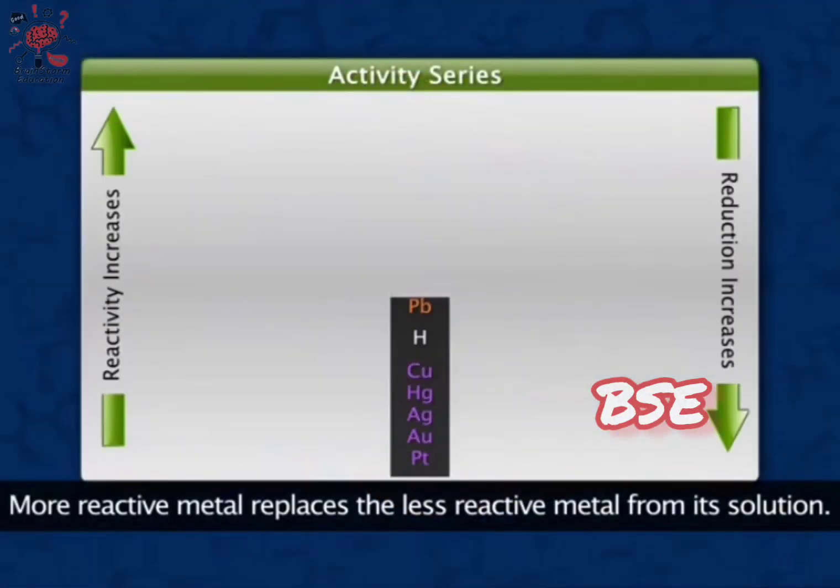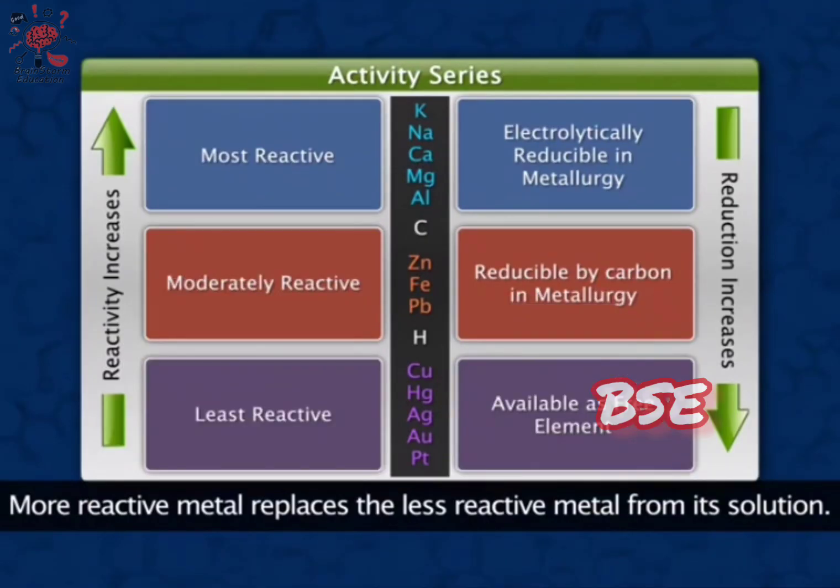Activity series is a table that helps to predict which metal can displace another metal. Using this table, metallurgists can adopt suitable techniques in the process of extraction or purification of metals, and this in turn can help us conserve metals and use them more optimally.